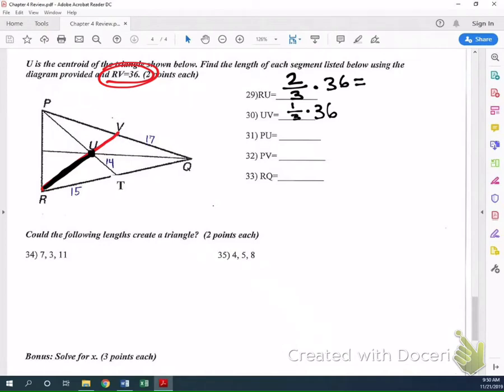24. 24, good. Now, you can remember that the shorter one's half that, or you can just start over and do 1/3 times 36. What do you get? 12. Good. All right. Those are the harder ones.